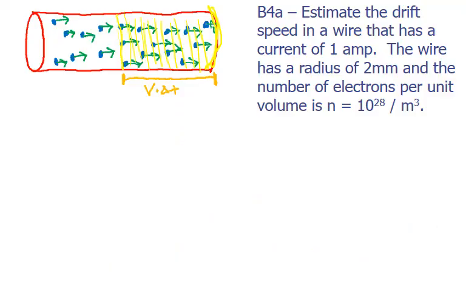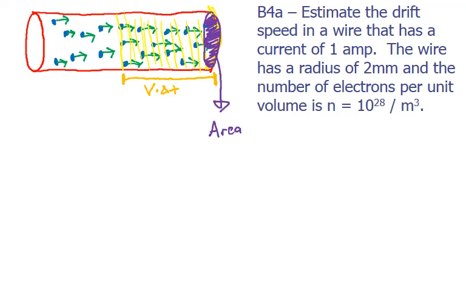All right, so we want to estimate the drift speed in a wire that has a current of 1 amp. The wire has a radius of 2 millimeters, and the number of electrons per volume is 10 to the 28th electrons per meter cubed. So if you had a 1 meter by 1 meter by 1 meter cube, that's how many electrons you would have. We're going to use this information to figure out the drift speed, essentially the average speed of the electrons as they pass through.